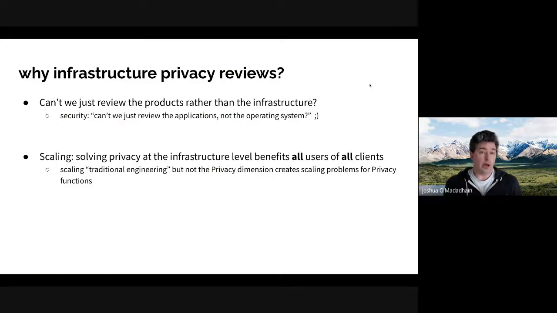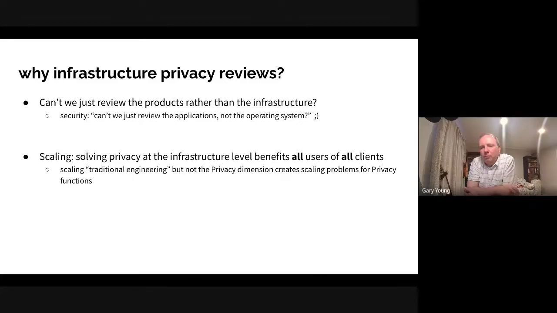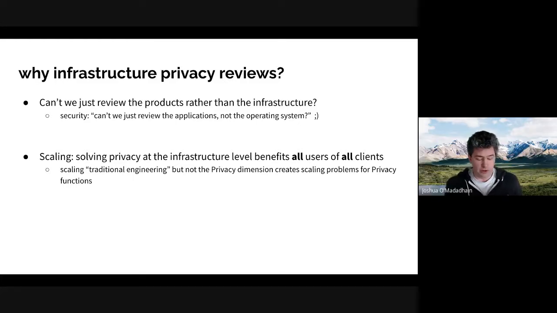So, why do we review infrastructure for privacy? We review the products, so is that not sufficient? This is arguably analogous to asking of a security person, can't we just review the applications and not the operating system, since we've already got the app sorted?